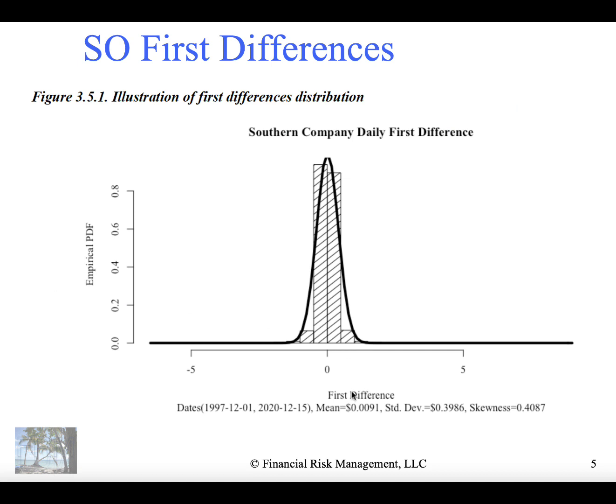Before we get there, if we take data from, let's say, 1997 through 2020, what we observe is the mean is slightly positive on first differences. Standard deviation is about 39 cents, and there's positive skewness. So if this were in fact a normally distributed variable, we would expect this skewness to be close to 0. And so this is an illustration of first differences. The histogram is what's actually there. The bell-shaped curve is based on the sample mean and sample standard deviation.